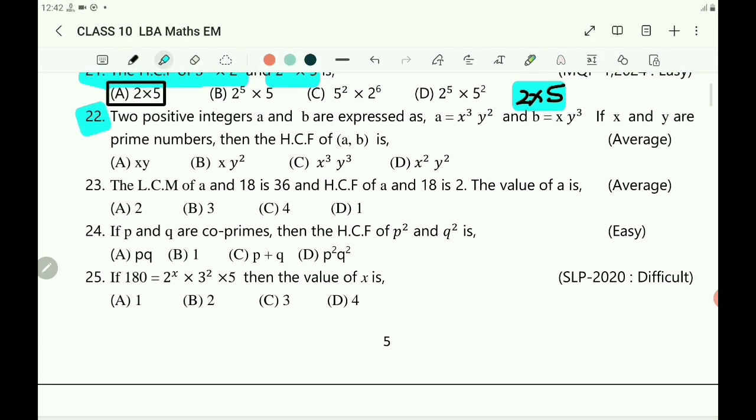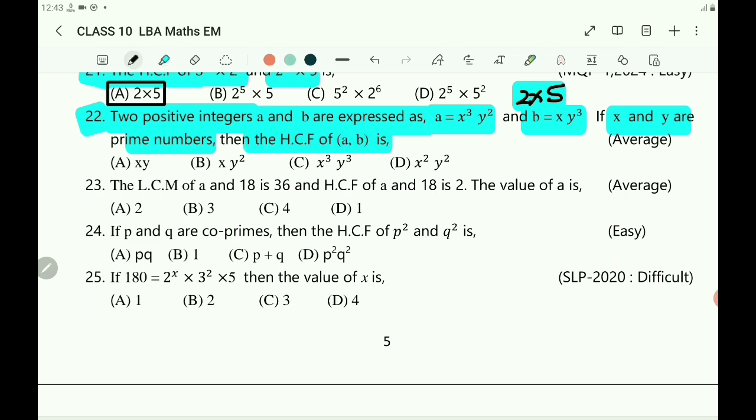Then question number 22. Two positive integers a and b are expressed as a equals x cube y square and b equals x y cube, where x and y are prime numbers. Then the HCF of a and b. Here a and b are expressed as products of prime factors. a is x cube into y square, and b is x into y cube. Here it is given that x and y are prime factors. Then what do we have to find out? We have to find the HCF.